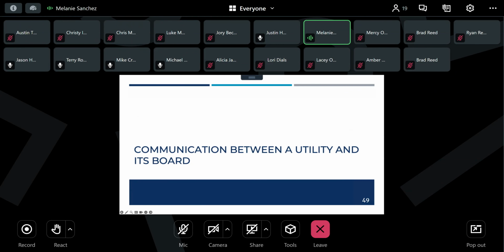Now we're going to talk about communicating with the utility and its board. And then lastly, we'll talk about communication between a utility and their stakeholders.